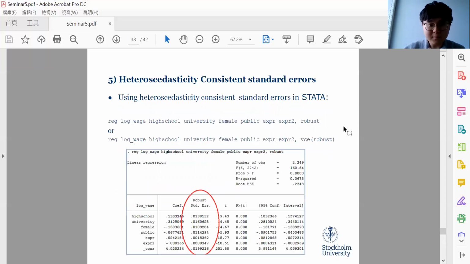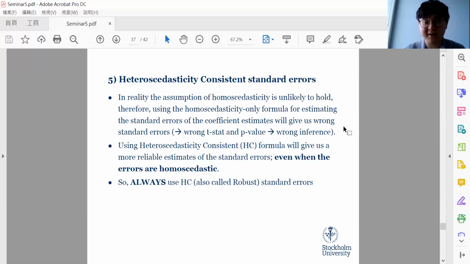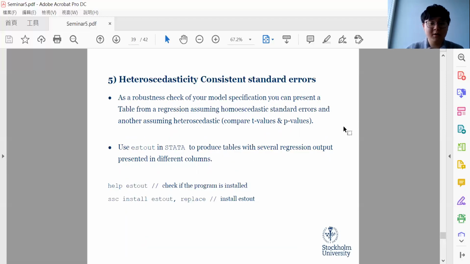So this is about heteroscedasticity and homoscedasticity. The last thing that I want to show you is how you can produce the tables of your regressions. You use esttab in Stata. You need additional packages to do that. To install it, use this command: ssc install estout, replace. Then you can install this package in Stata.